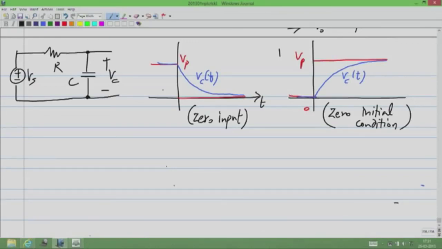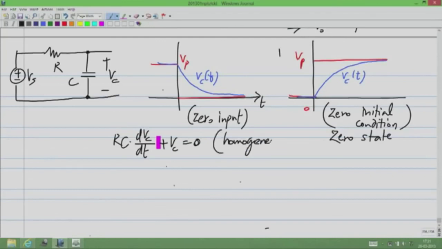Now the capacitor voltage is also known as the state. A capacitor can hold some voltage, so that is known as the state of the capacitor. So this is also known as 0 initial state or 0 state. So the differential equation governing the 0 input circuit is such that the important thing here is that you have terms containing Vc and its derivatives, and the right hand side is 0. So this is known as the homogeneous equation. And in the other case, the differential equation is RC dVc by dt plus Vc equals Vs. And we are talking about constant values of Vs or Vp.